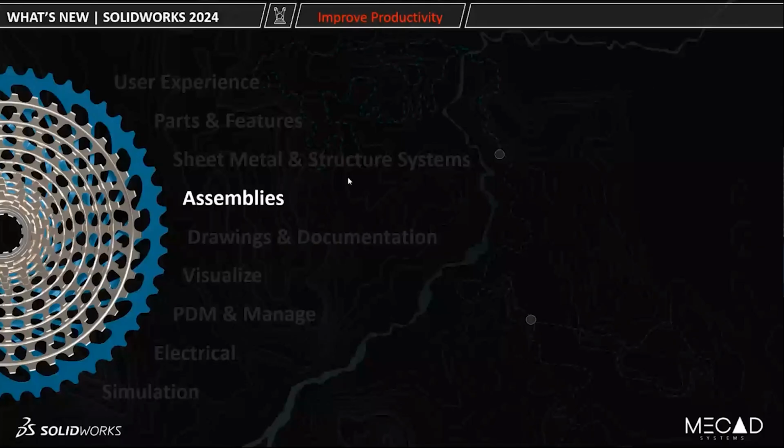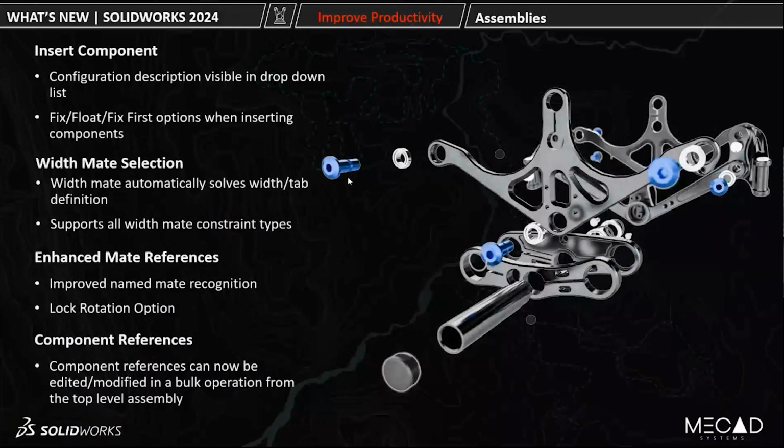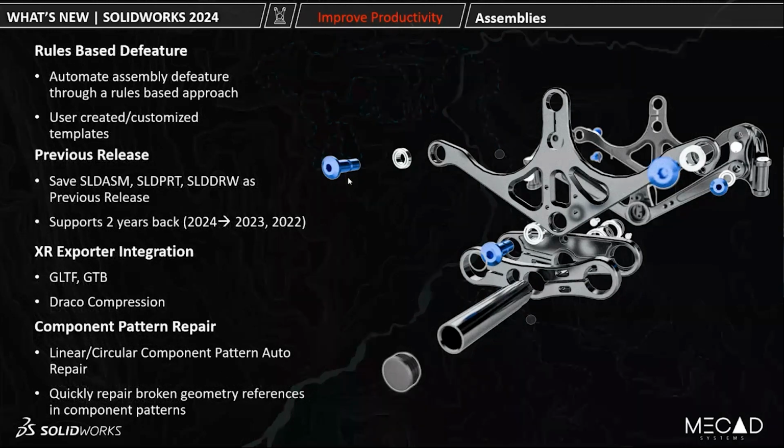Okay, going through again into configuration components, you have a few options there: fixed, floating. The descriptions are getting pulled through. The mate selection is a lot more stable, with enhanced mate references and component references. Then there's the rule-based defeature, I'm not going to show this specifically, but it's very cool.